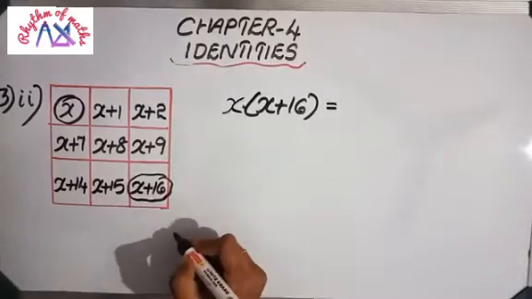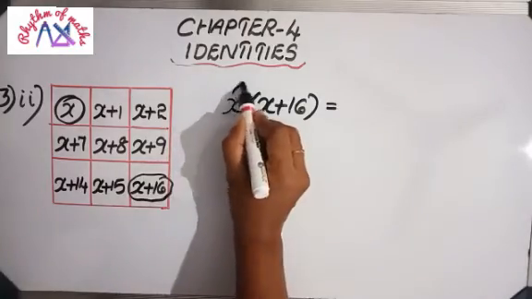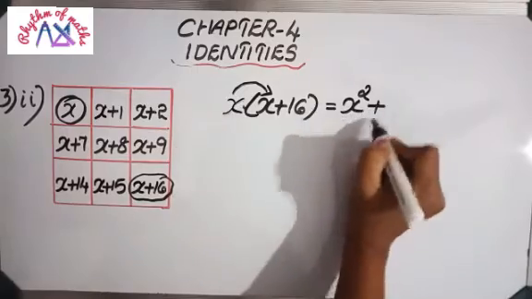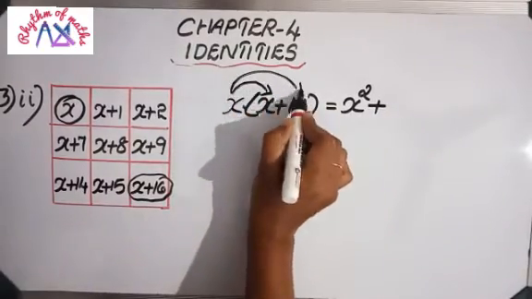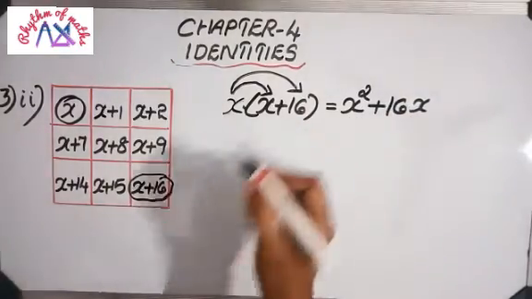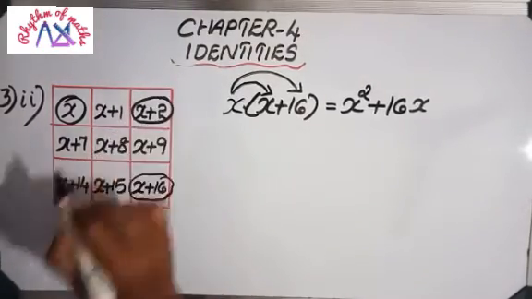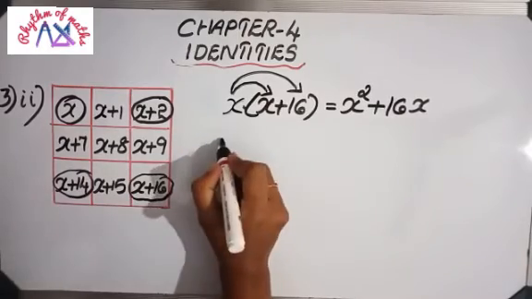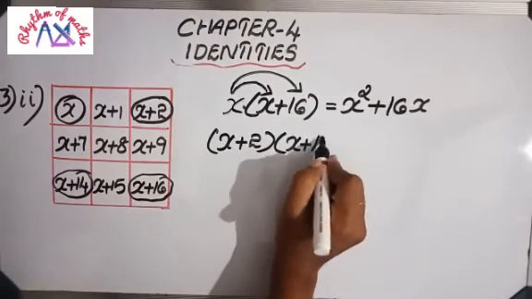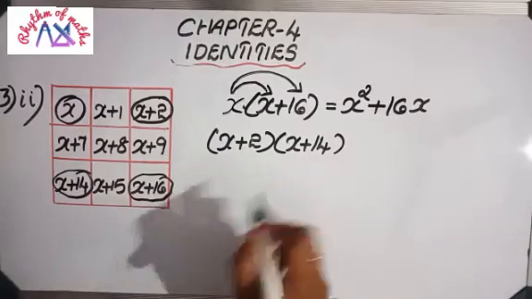Now how will we open the bracket? The number outside, you have to multiply with the two numbers inside the bracket, that is x into x first. x into x is x square, plus, because there is plus here. Next is x into 16, which is 16x. So this is the answer of x into x plus 16. So we got the first answer. Now the second diagonal numbers are x plus 2 and x plus 14. So x plus 2 into x plus 14. No need to put the multiplication sign; when you close the bracket, it means multiplication.